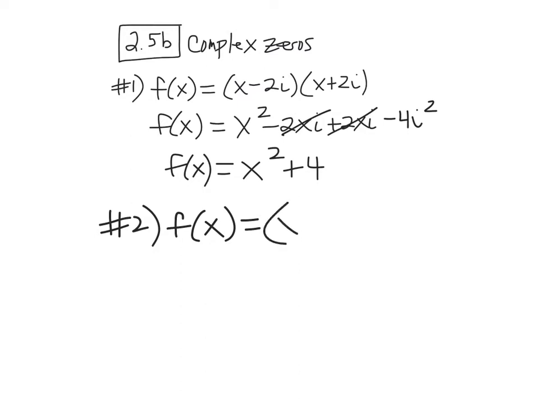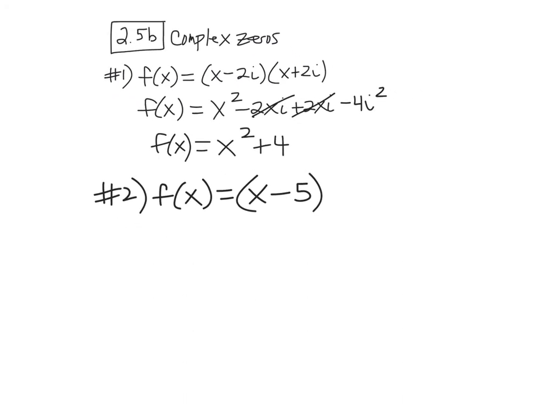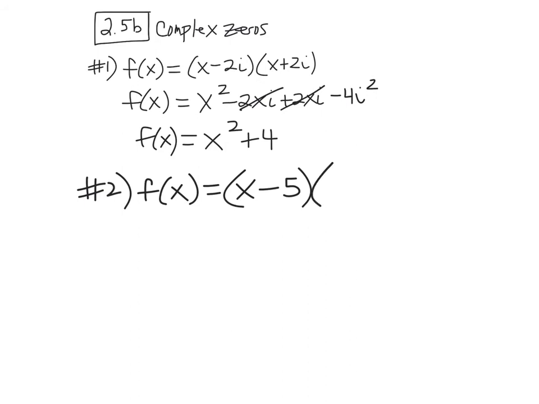X minus 3. I'm sorry, x minus 5. X minus 5, don't write 3. X minus 5, and then times x minus rad 3i and x plus rad 3i. By the way, sometimes I would like to write i before the rad 3, but just know that it's never underneath the radical. It's always on the outside of it, okay? It could be super close.